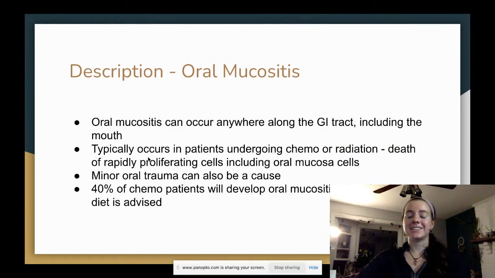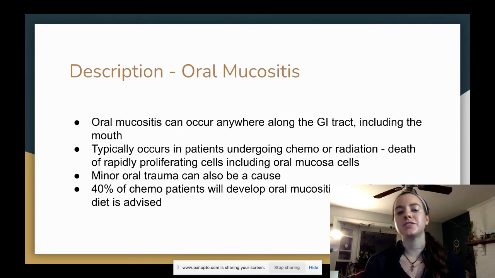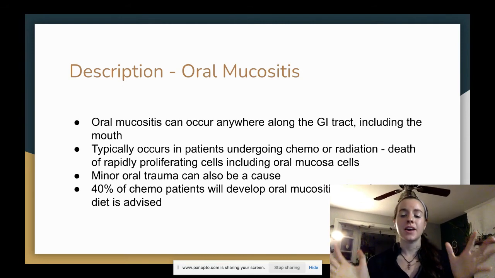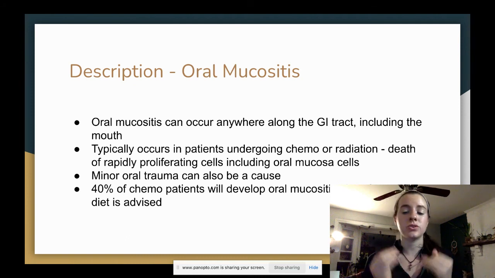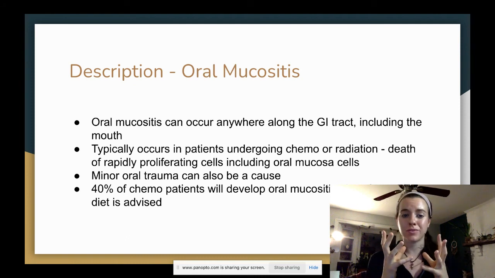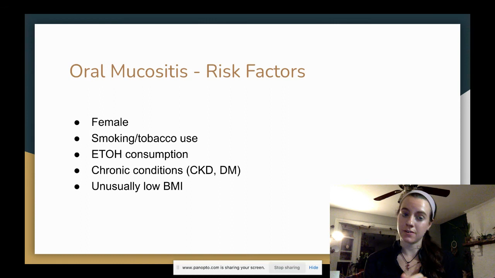So, oral mucositis can occur anywhere along the GI tract, and your mouth is part of your GI tract. Typically, this occurs in patients who are undergoing chemotherapy or radiation because those cancer drugs target cells that are rapidly proliferating, and cells in your oral mucosa are rapidly proliferating. Here we see that about 40% of patients who undergo chemo will develop oral mucositis, so a soft diet is advised.